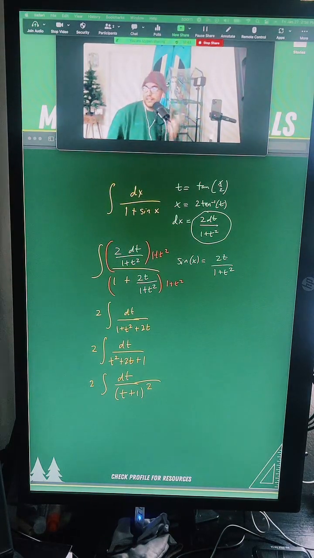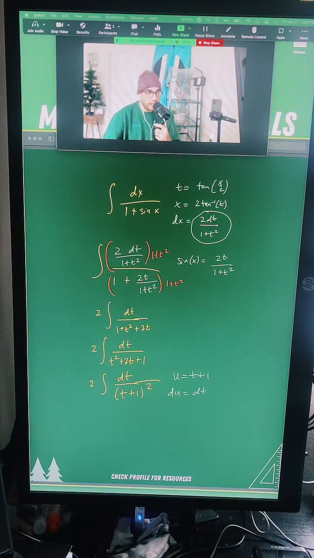That's really nice. And now we can go ahead and use some u substitution because u is equal to t plus 1. du is equal to dt. And we're going to rewrite our integral here. I know we started off with t. Now we're using u's. That's fine. So we have 2 integral of du over u squared.